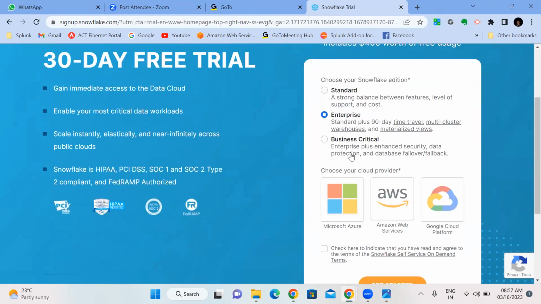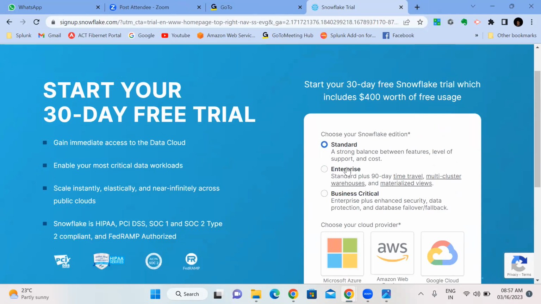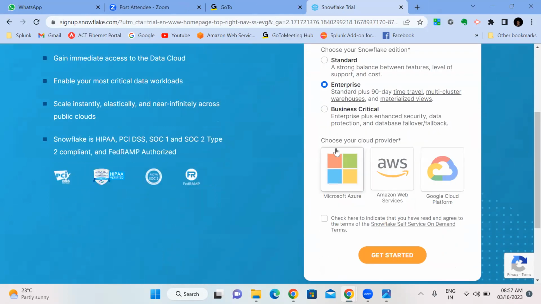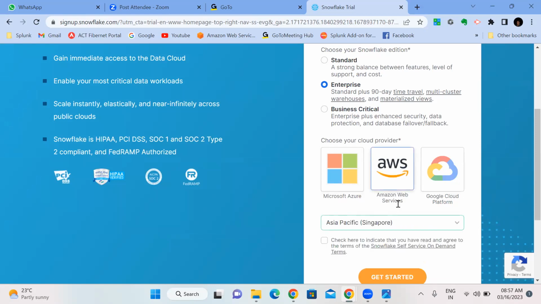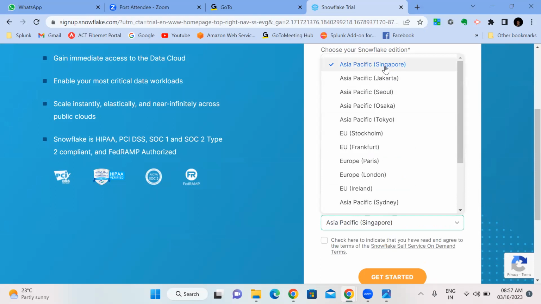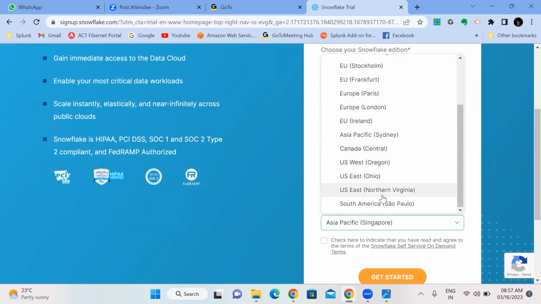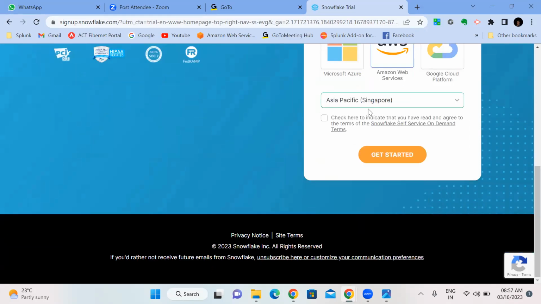Now see here. You need to choose a version: standard, enterprise or business critical. Choose enterprise. Now choose your cloud provider: Amazon AWS, Microsoft or Google. Just choose it and choose your location also, in which area you want to maintain. For example, you are working from India, so choose the nearest location where most of your clients are. And it is not your headache, it is a headache of your organization people.